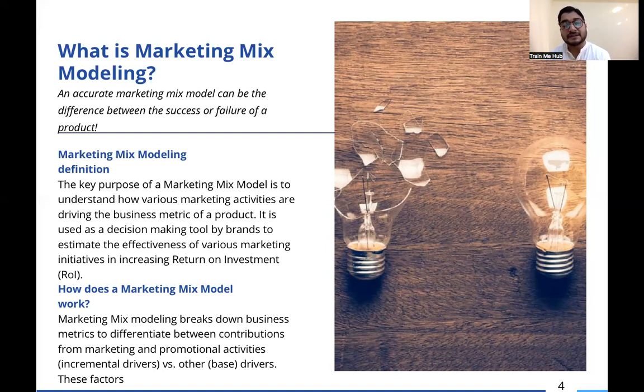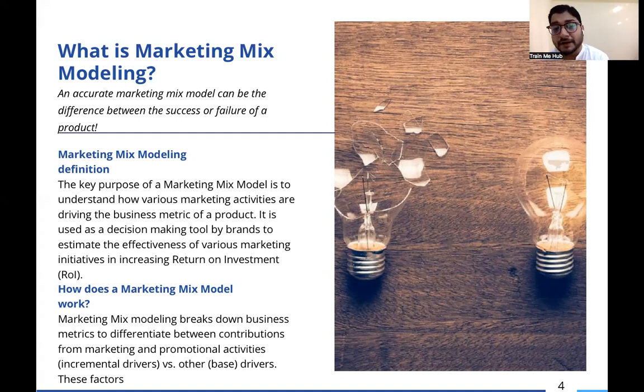Now let's talk about the technical definition of MMM. The key purpose of a marketing mix model is to understand how various marketing activities are driving the business metric of a product. It is used as a decision-making tool by brands to estimate the effectiveness of various marketing initiatives in increasing the return on investment.